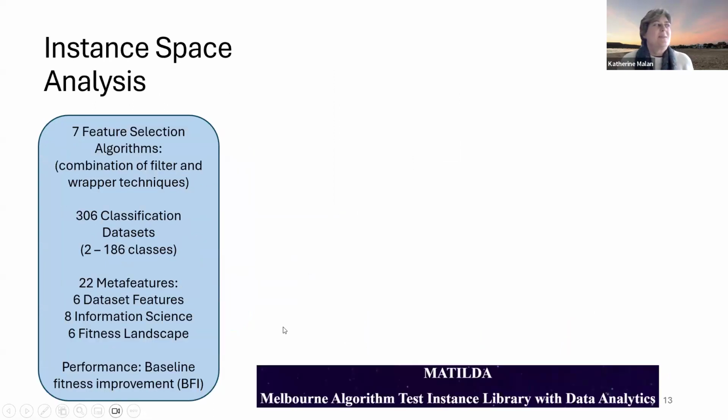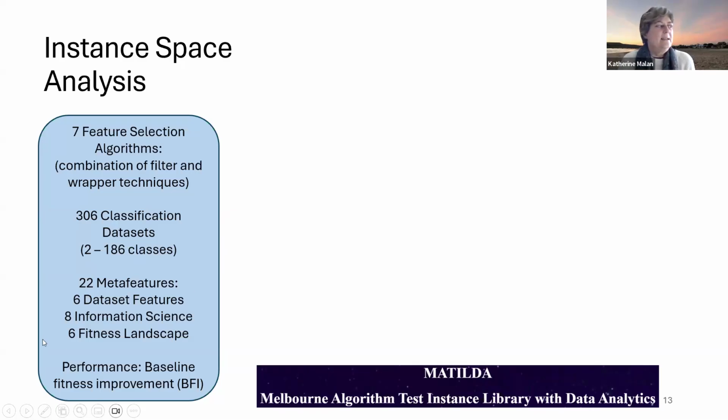And then we did an instance-based analysis. So this is now a fantastic tool called Matilda, which you probably all know about because it's developed in Melbourne by you guys. But in this case, we were looking at 7 feature selection algorithms, some of them filter-based, some of them wrapper. And we took 306 classification data sets. They had a range of features, so from anything from 2 classes to 186 classes. We looked at 22 meta features.